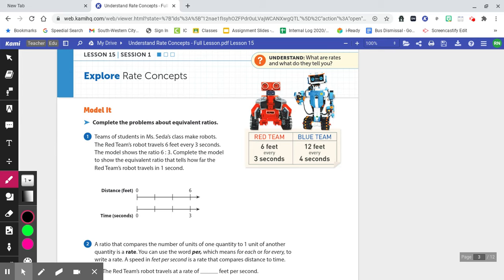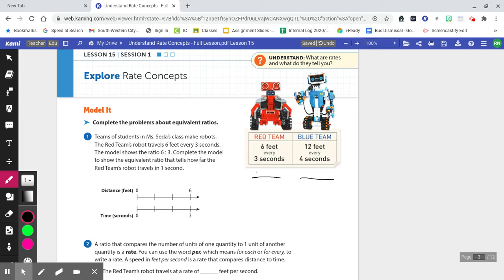So first of all, take a look over here. We have the red team and the blue team. So the red team goes 6 feet every 3 seconds, and the blue team goes 12 feet every 4 seconds. So how can I compare these two? Well, I am going to turn them both into 1 second and see how far they both travel.